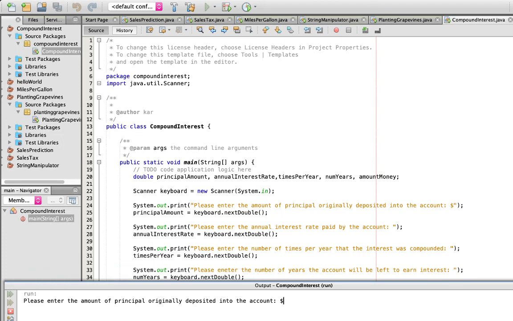Please enter the amount of principal originally deposited into the account. Let's say we originally deposited $1,000. Please enter the annual interest rate paid by the account. Let's say I'm getting an account that gives me 0.70 interest rate. Please enter the number of times per year that the interest was compounded, let's say 3. Please enter the number of years the account will be left to earn interest, let's say 2 more years. And then the amount of money in the account after the specified number of years is 3,519.51. And yeah, that was the compound interest problem.